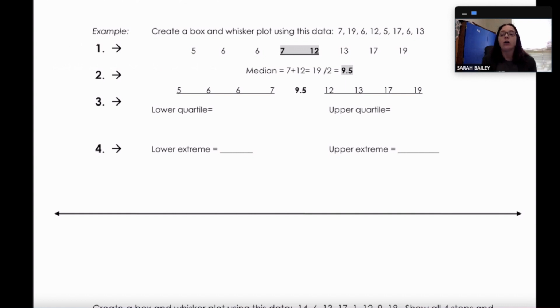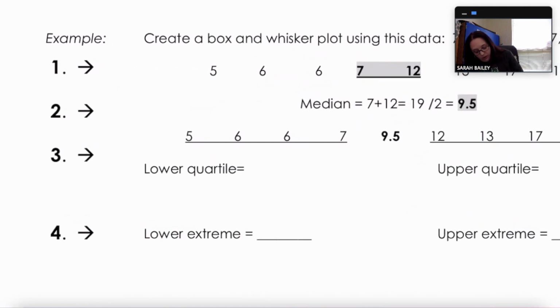So here we are, in this example, it says to create a box and whisker plot using the data. You've got 7, 19, 6, 12, 5, 17, 6, and 13. So step 1, we put the data in order. So I'm going to actually write that down here, data in order.